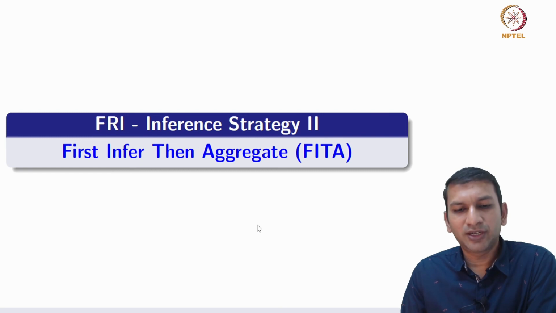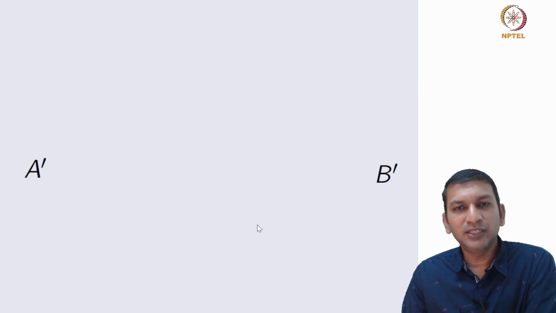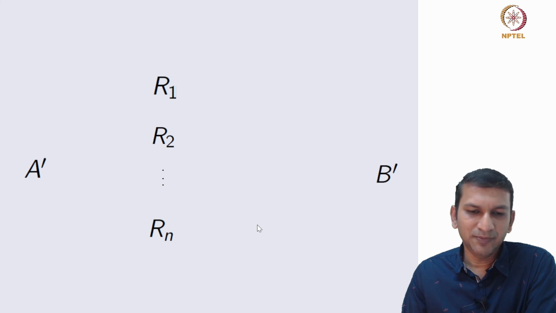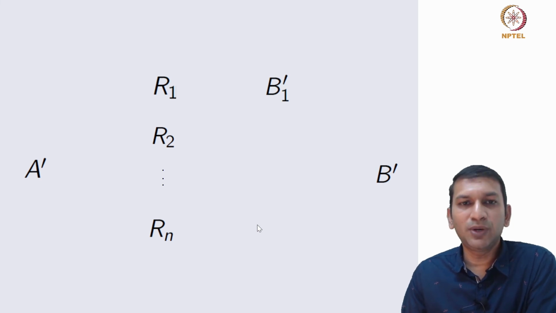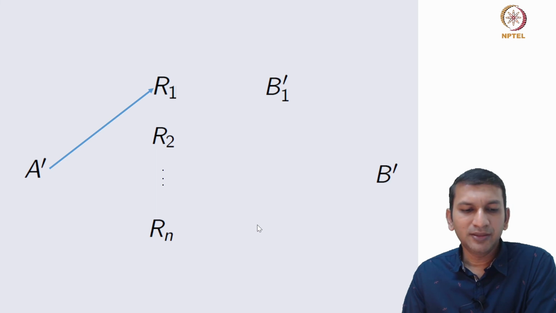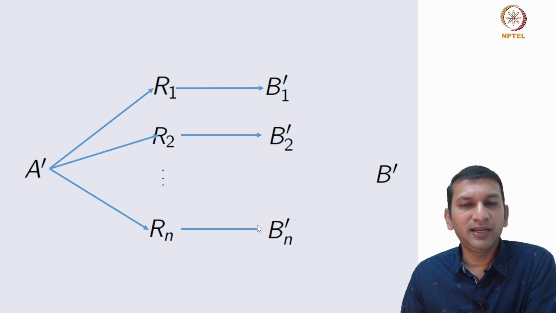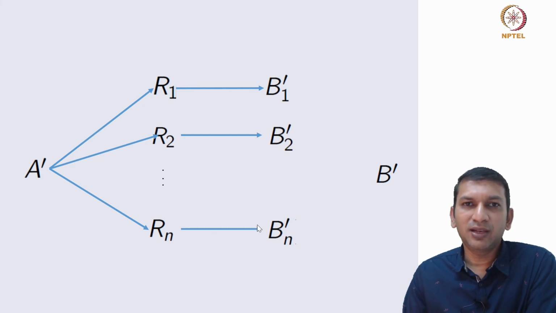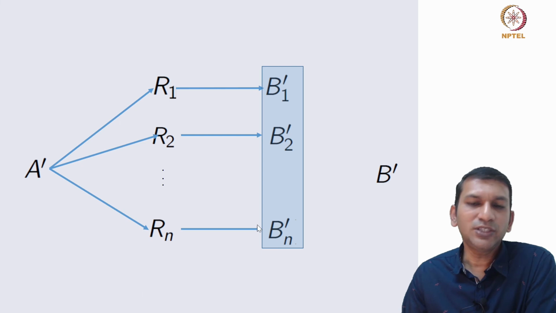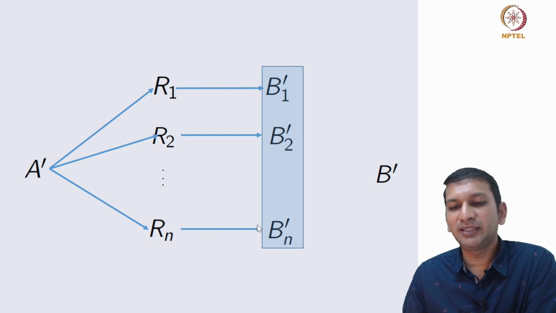There is also an alternate inference strategy, first infer then aggregate. In this case, given an a dash, to obtain a b dash, we take all these relations, we do not aggregate them beforehand. Instead, we infer b1 dash from r1 and a dash. Similarly, given this a dash, we obtain b2 dash through r2, and so on and so forth till we obtain bn dash from a dash and rn. Now these locally inferred outputs, b1 dash, b2 dash, so on till bn dash, we aggregate them. So first we infer all these b dashes, then we aggregate them into a b dash. This is how we obtain the overall output fuzzy set b dash.